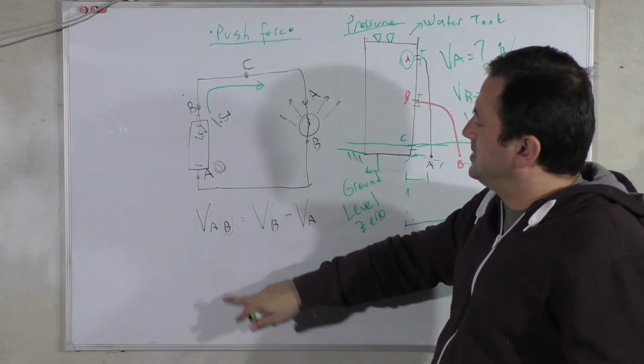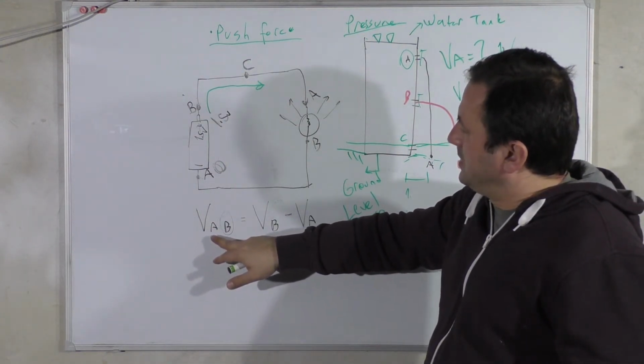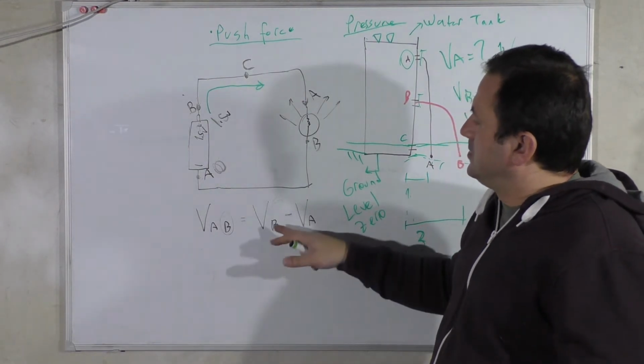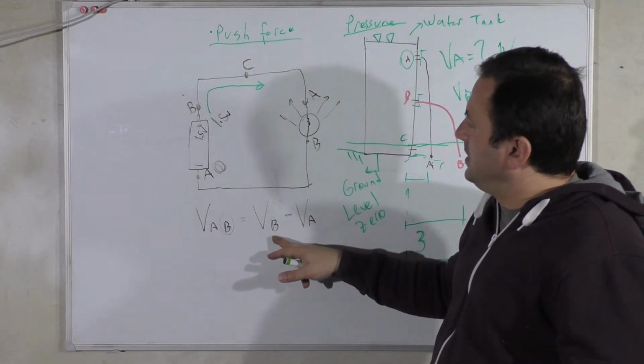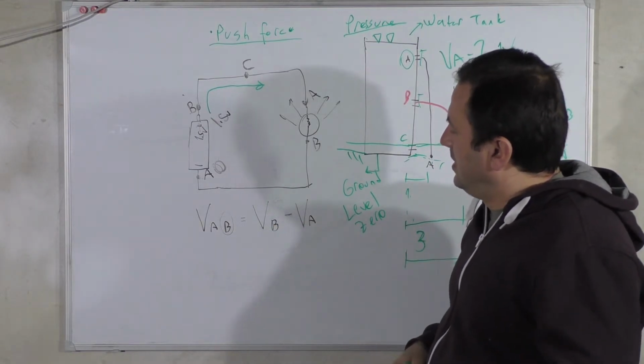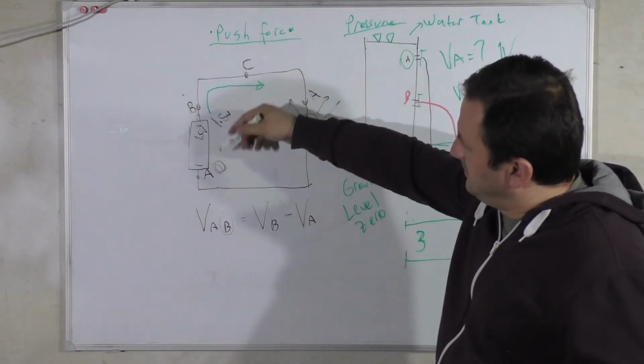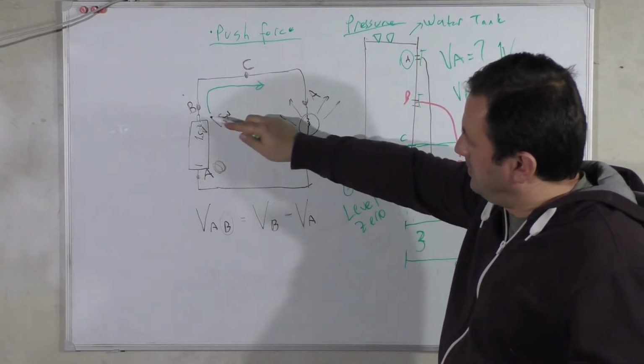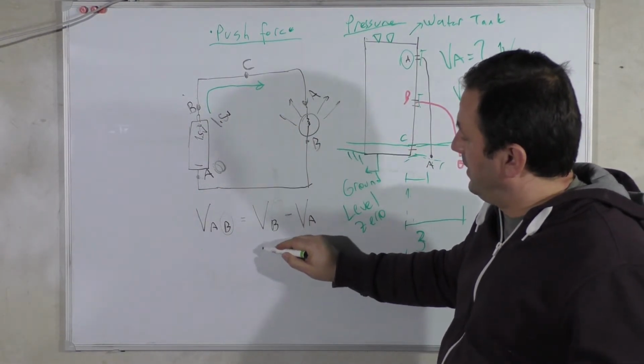So what is the voltage between A and B? My reference point is B and A, like that. B, if it's 1.5 volt and it's the plus side, so 1.5.